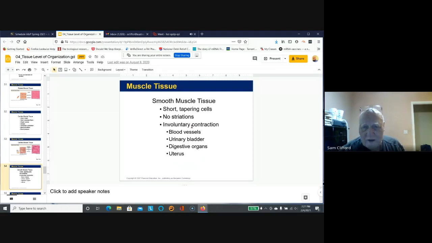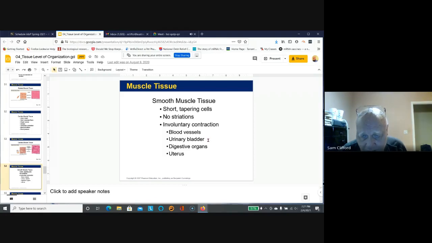Smooth muscle is very short little cells that have a nucleus. They're found in blood vessels, urinary bladder, digestive organs, and the uterus. They have no striations, and they're controlled involuntarily. You don't have to think about blood vessels constricting or dilating.